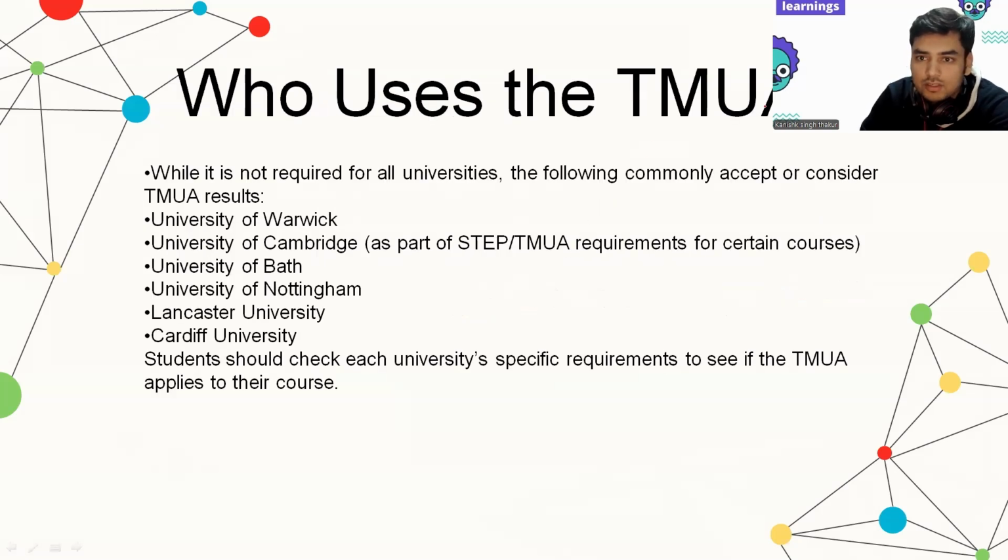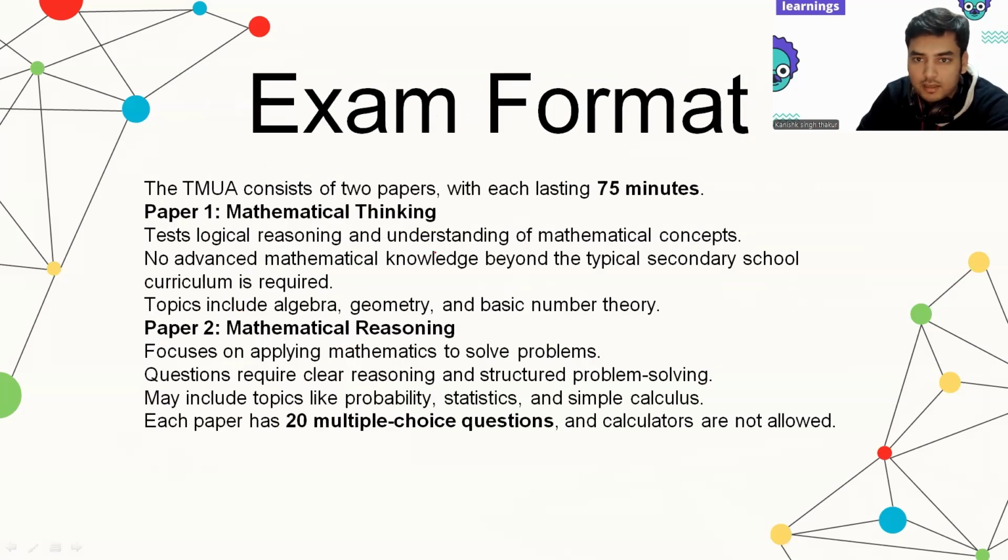Now, which universities use this TMUA? It's the University of Warwick, University of Cambridge, University of Bath, Nottingham, Lancaster University, Cardiff University. These are all the universities which use TMUA for their admissions. Okay. Now, obviously it is conducted in October or September.